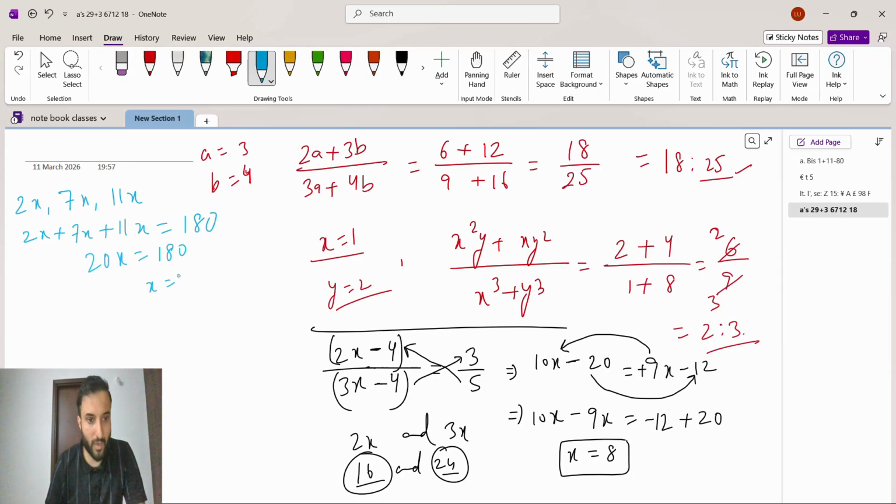So x is equal to what, guys? 20 will go to that side. 180 divided by 20 will be 9. So x is 9. The x we got is 9. They said find the angles.